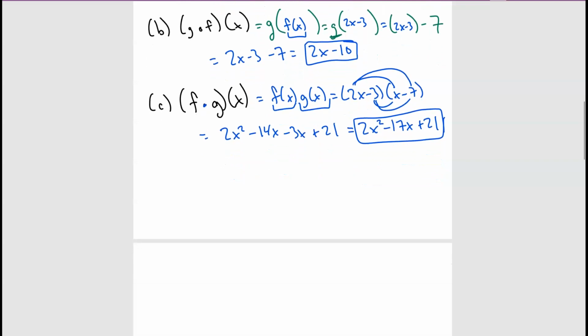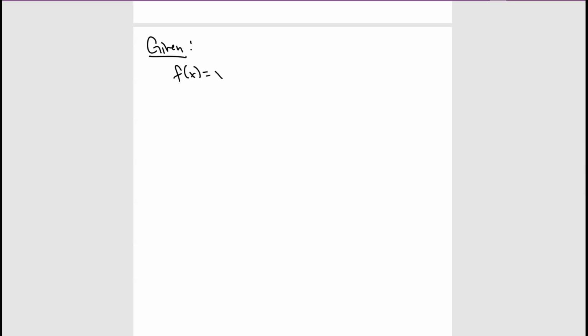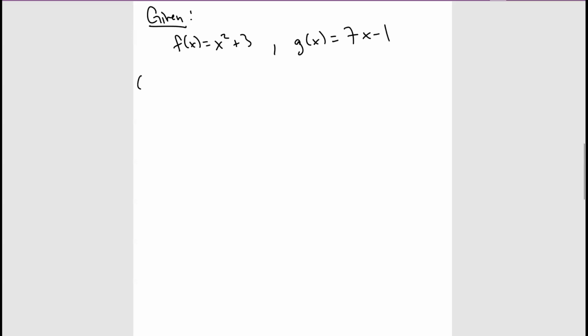All right, let's do one more problem. Let me write it right here. So, let's say we are given a couple things. Let's say f of x is equal to x squared plus 3, and g of x is equal to 7x minus 1. So one of the things that I want to figure out is what is f of f of 1. And then another thing that I want to figure out is what is g of f of negative 2. Okay.